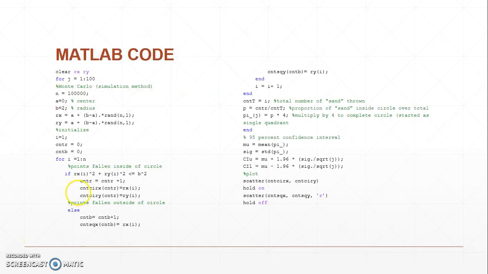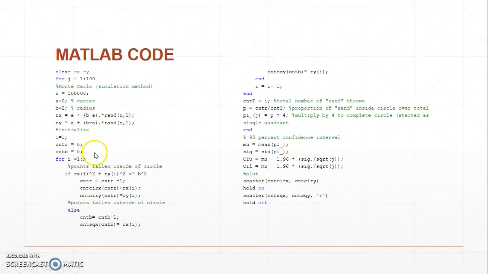All right, so the way that Monte Carlo works in MATLAB is you start off by setting a number of iterations, which is n, and we set it to 100,000. We set the center of our circle and the radius of our circle, and this is where we randomly generate 100,000 x variables according to n, and randomly generate 100,000 y variables according to n right here. And that gives us x and y coordinates.